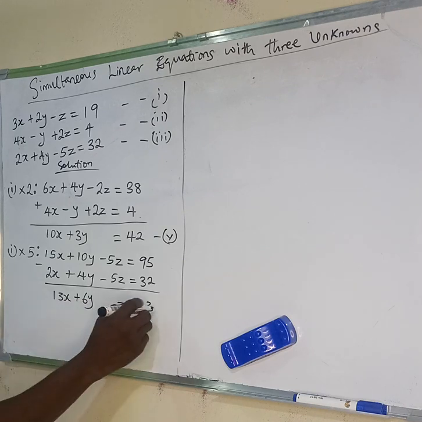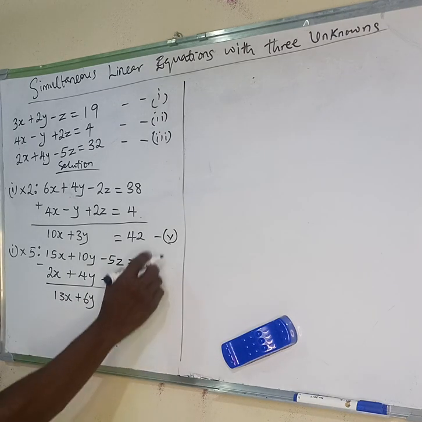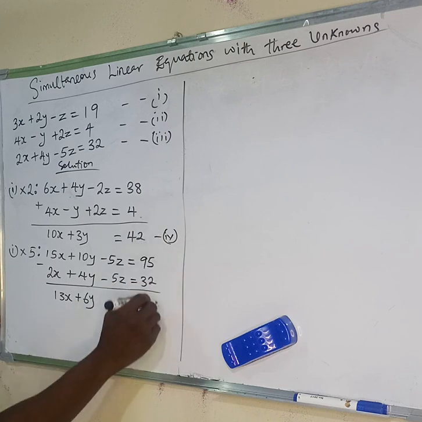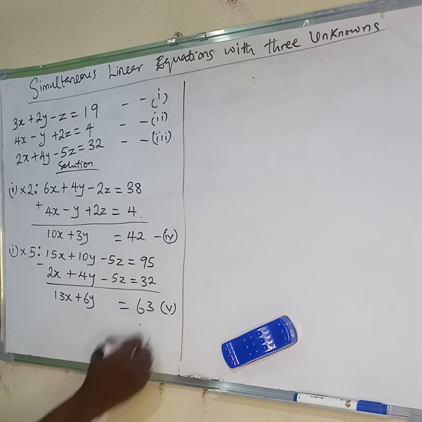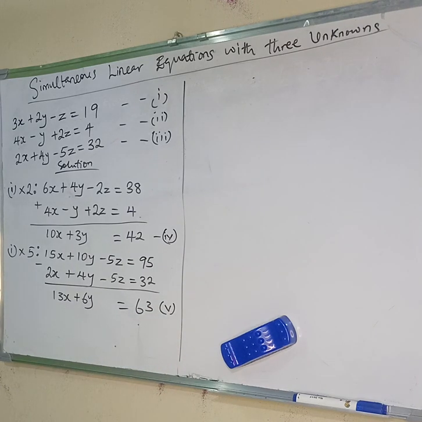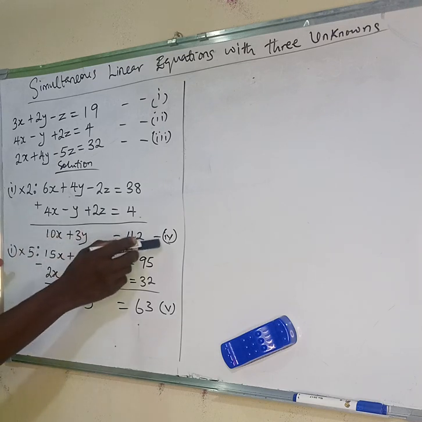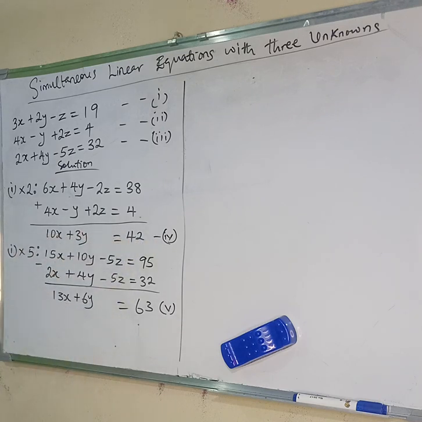Okay? All right, so we proceed. The earlier equation is equation IV, and this equation is going to be equation V. All right. So now we want to attempt solving equation IV and equation V simultaneously.